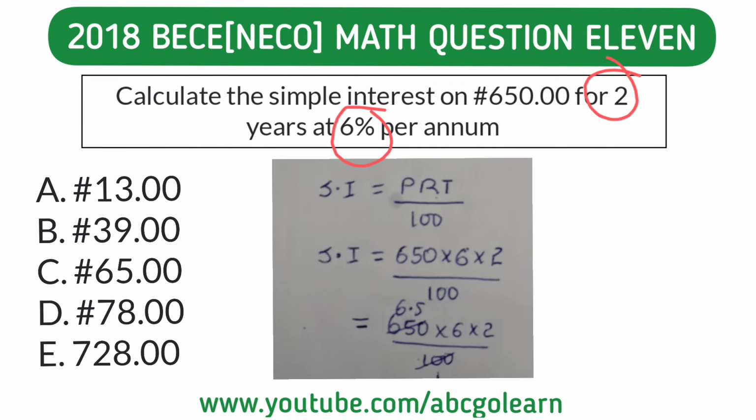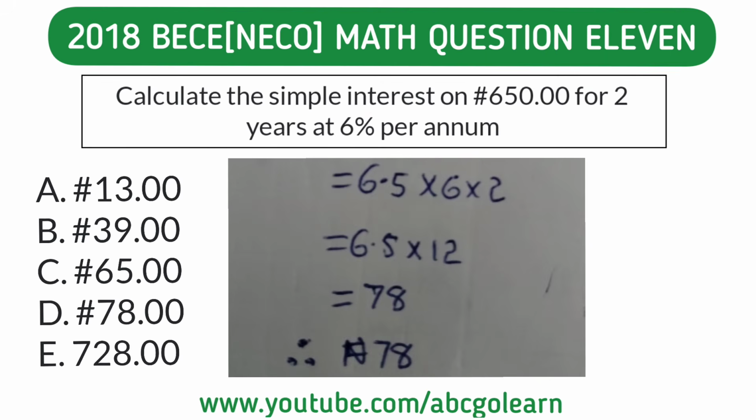So multiply it together. That's 650 multiplied by 6 and 2, and you would divide it by 100. After you've divided it, you can just cut the zeros here, and you get 6.5 times 6 times 2. After you've gotten that, the next thing is to multiply it, and you would get what?